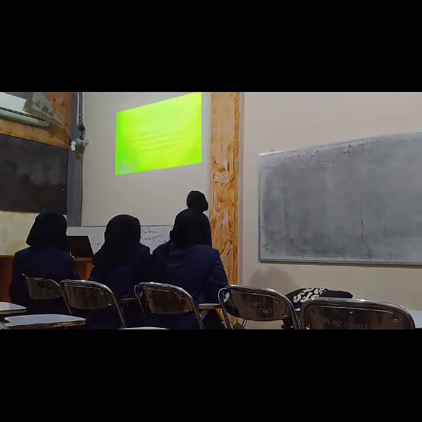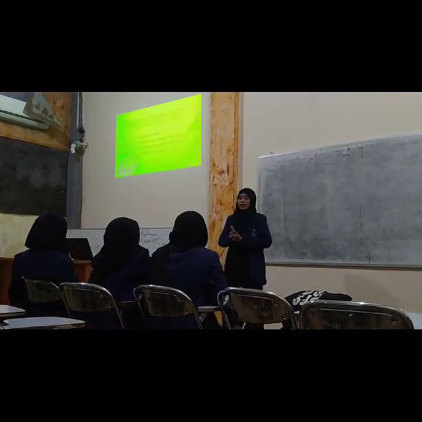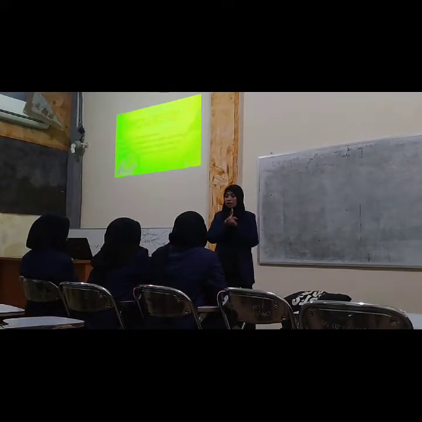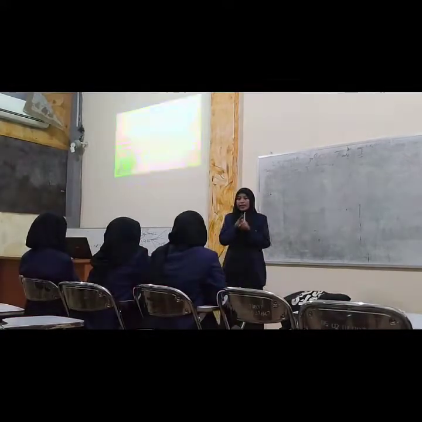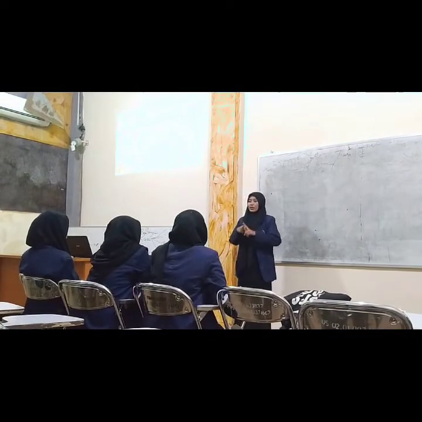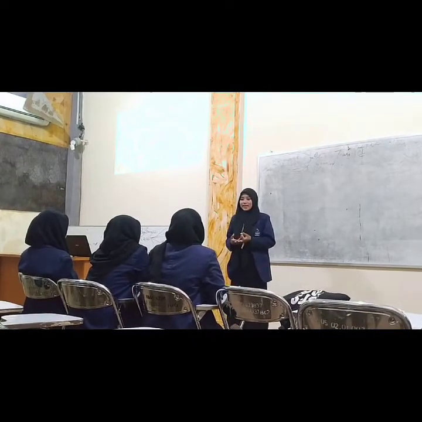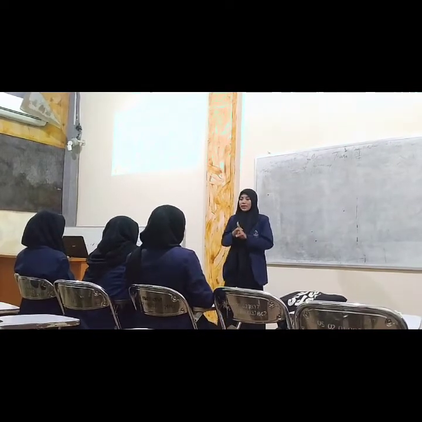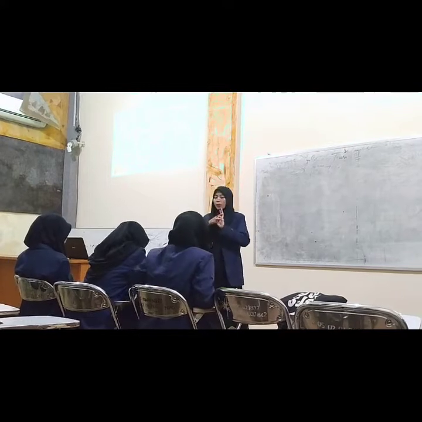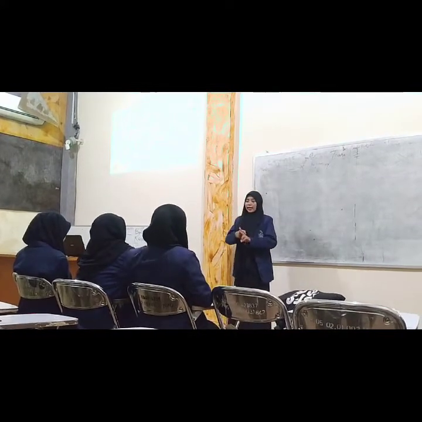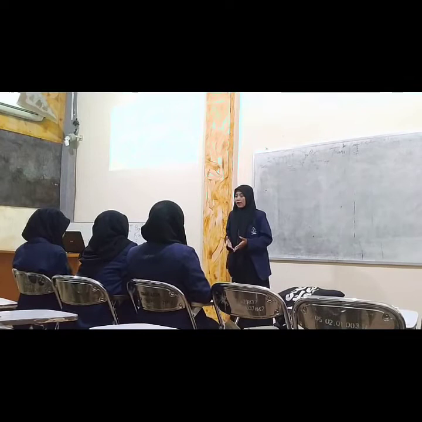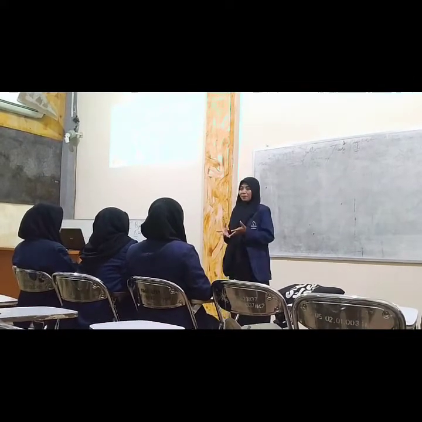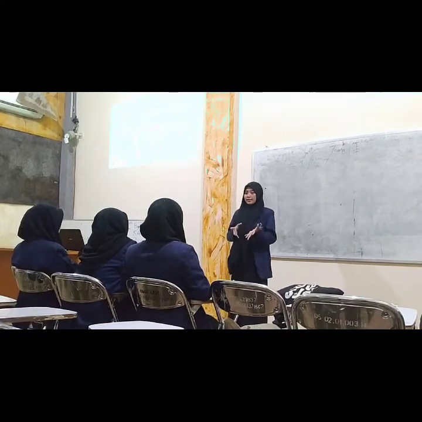Next is the general structure of narrative text. There are 3 general structures of narrative text. The first is orientation. Orientation here, it sets the scene. It introduces time, place, and characters. And the second is complication. Complication here, it explores the conflict in the story. In other words, it contains the problem faced by the characters.